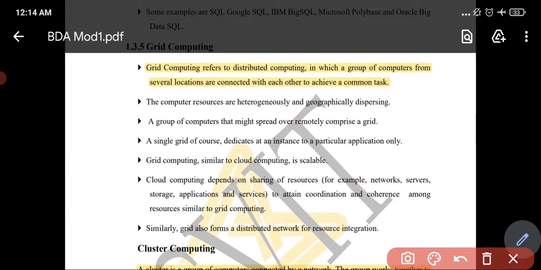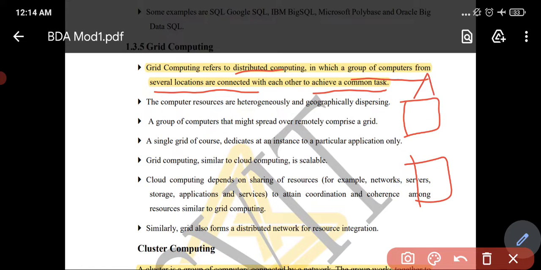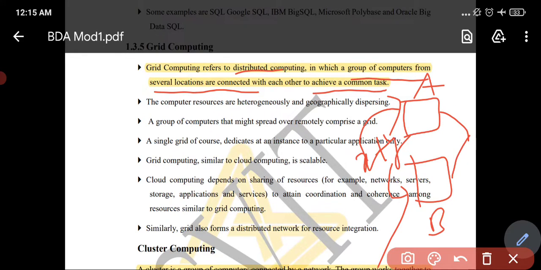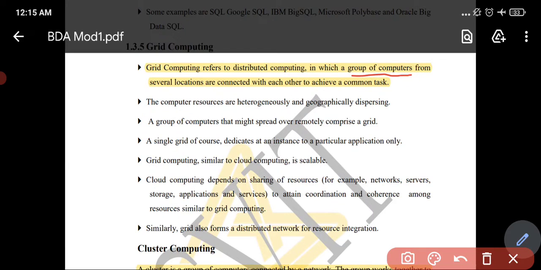And the next one is grid computing. This refers to distributed computing in which a group of computers from several locations are connected with each other in order to achieve a common task. For example, here you have different computers, say A and B. I have one problem, I need to calculate x plus y. So x will be given to computer A and y will be given to computer B. Together the results will be calculated and the output will be generated, for example Z. So this is nothing but grid computing, in which a group of computers from several locations are connected with each other to achieve some common task.